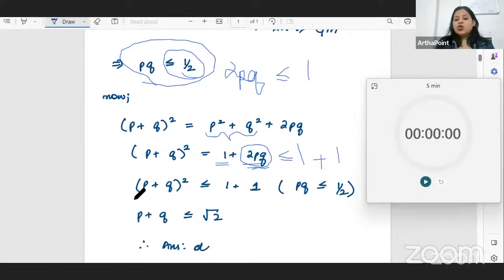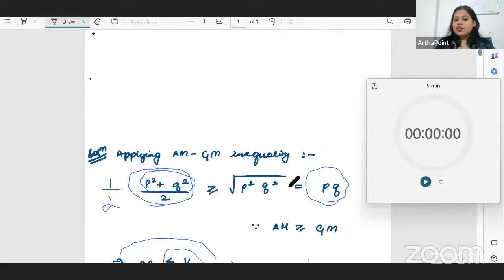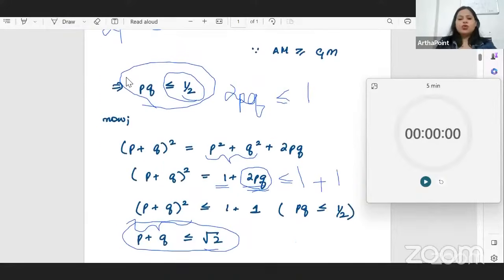So (P plus Q) whole square will be less than or equal to 2. So that means P plus Q will be less than or equal to root 2. That's the answer to this question. So very, very simple. I'm using two things here. First, the AM-GM inequality, which says that arithmetic mean is greater than or equal to geometric mean. And second, I just used a basic identity of (P plus Q) whole square to solve this question. That's it.